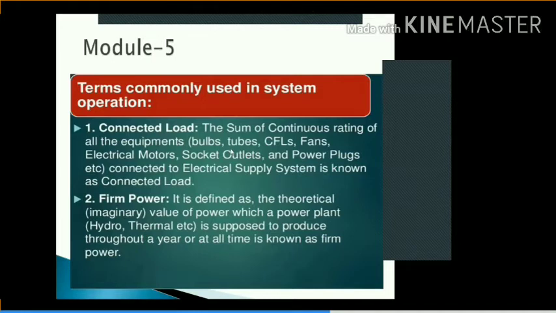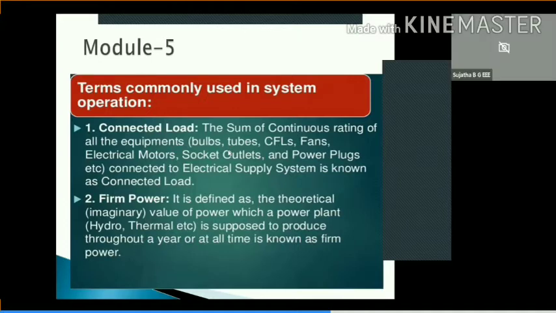Okay. So first you have to understand various terms that are used in our power system operation. So we have connected load. See, you know what is a load? Anything which consumes electrical energy. Like in your house bulbs, tubes, fans, electric motors, socket outlets, and any equipment, mixers or whatever it may be, which consumes electrical energy is a load.